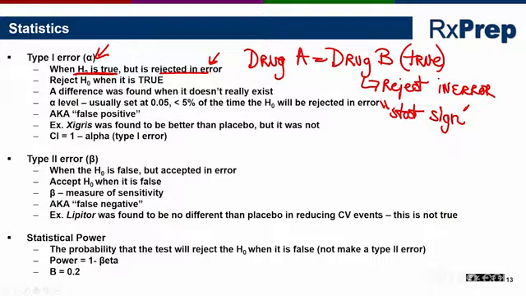So why would you have statistical significance? Because you have a type 1 error, and again, due to chance.